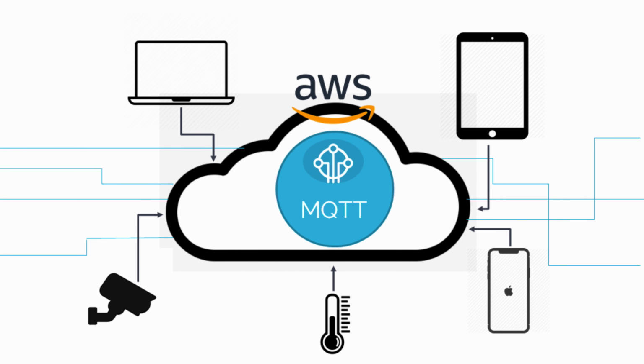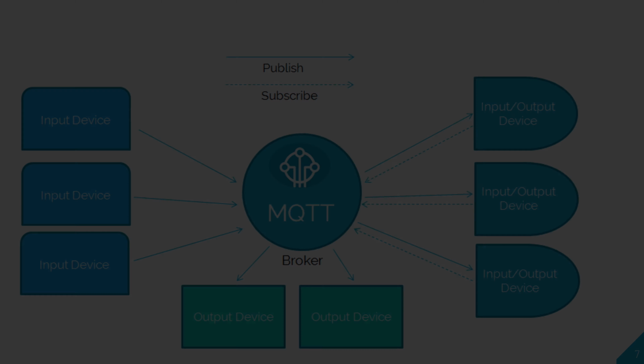MQTT stands for Message Queuing Telemetry Transport, and it's a lightweight messaging protocol used in AWS IoT Core to interact with other devices, which in this case is the Raspberry Pi. So let's see how it actually works.